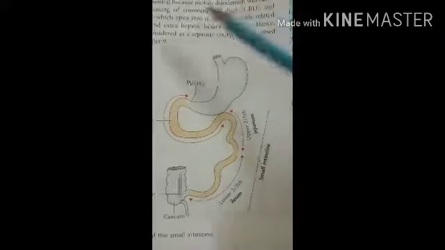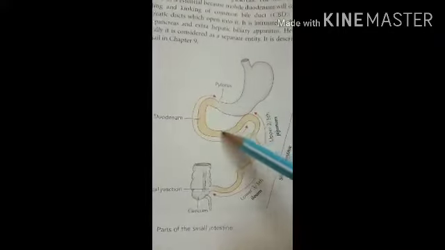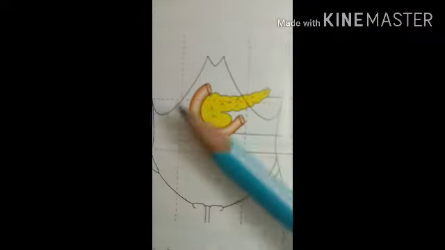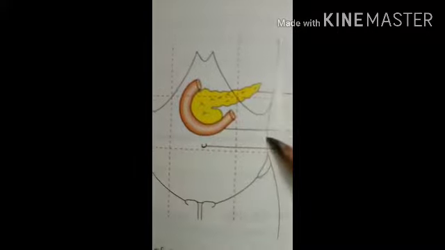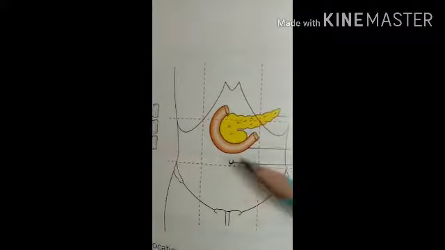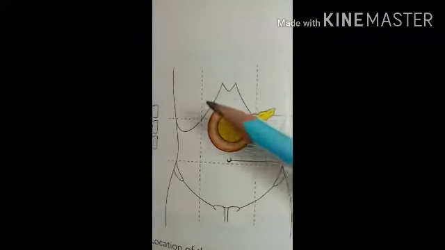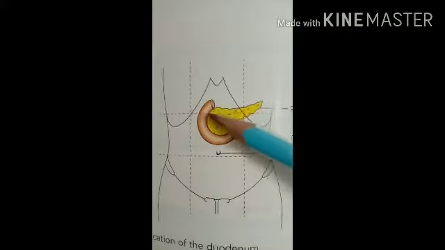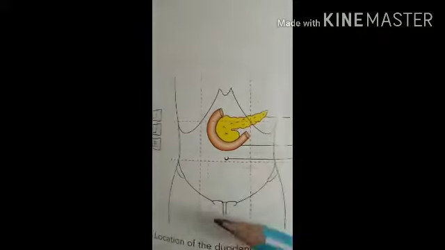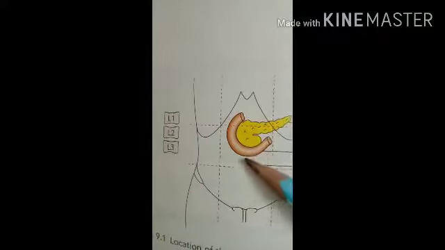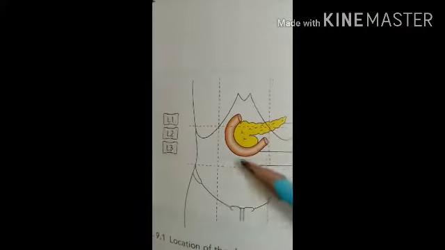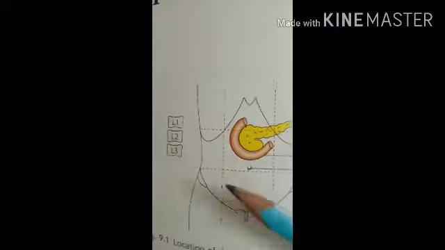So let's start with the first part of the small intestine, the duodenum. Here in this diagram you can see the C-shaped duodenum. Okay? The duodenum is the shortest, widest, and most fixed part of the small intestine. It extends from the pylorus of the stomach and ends at the duodenojejunal junction. It is curved, as you can see here, and the head of the pancreas is fixed into the C-shaped part of the duodenum.